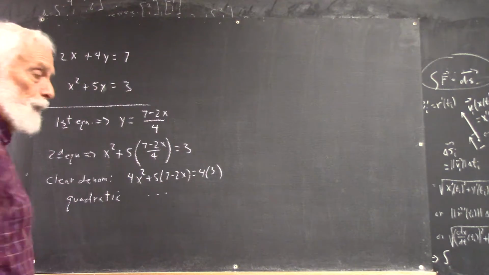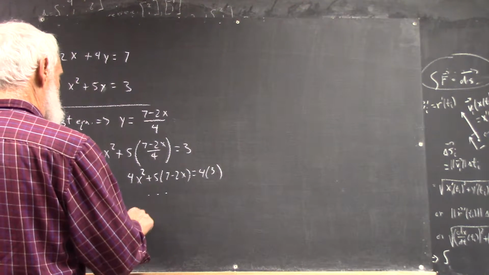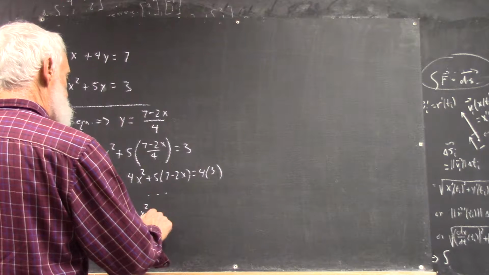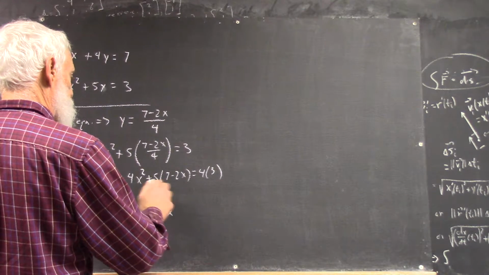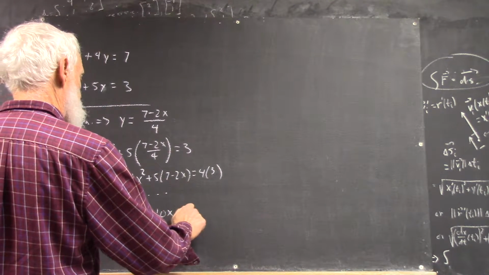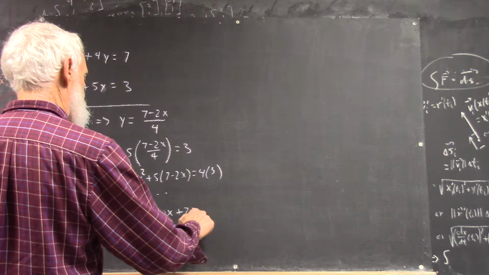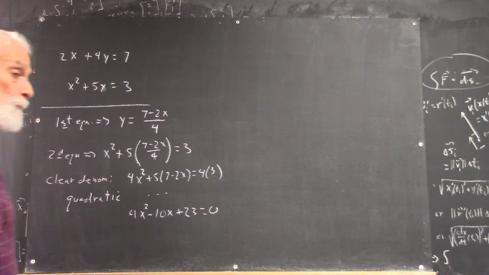There are a couple of steps of algebra and simplification you've got to do. You've got to get 4x squared minus 10x, then 35 minus 24, which is plus 23, equals 0. Okay?